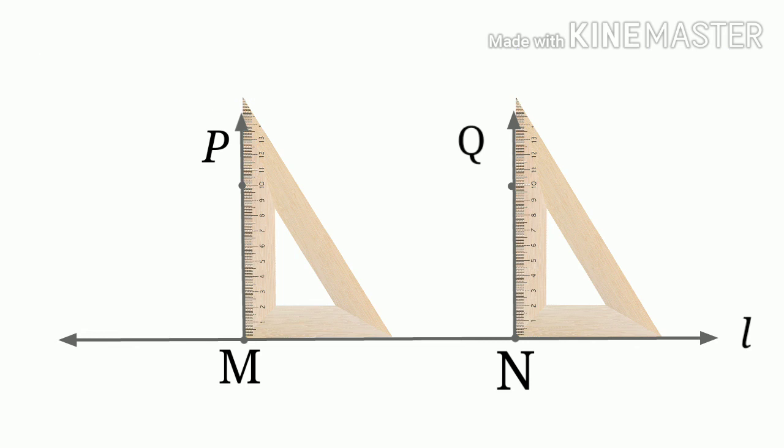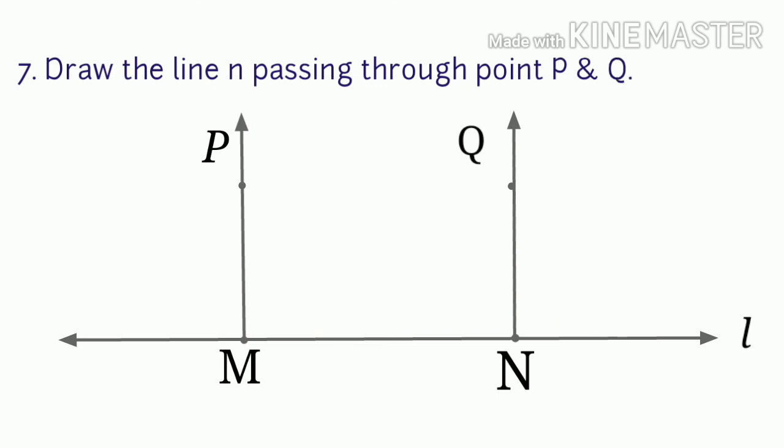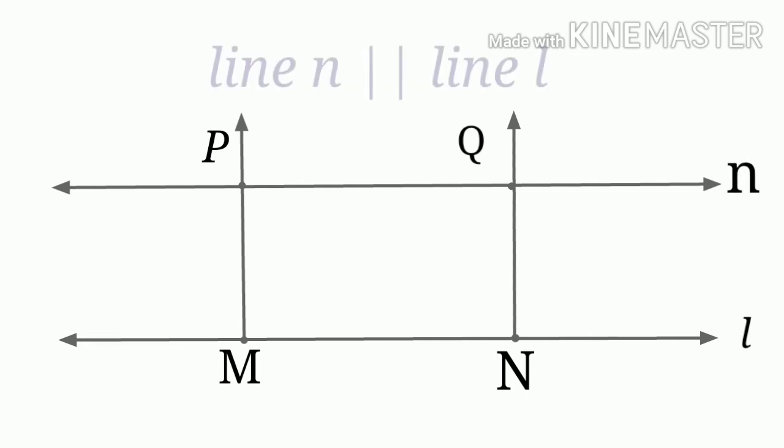Now last step. Draw line N passing through points P and Q. So we will draw a line passing through points P and Q. Name this line as N in this way. Hence we get line N is parallel to line L. By using this method, you can also draw a parallel line to a given line.